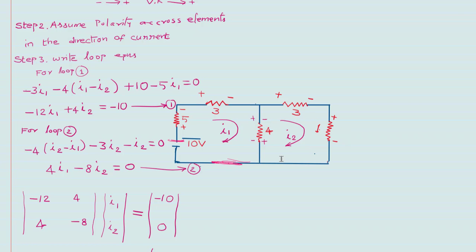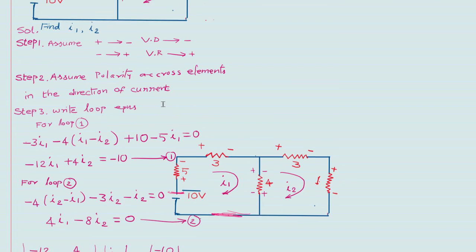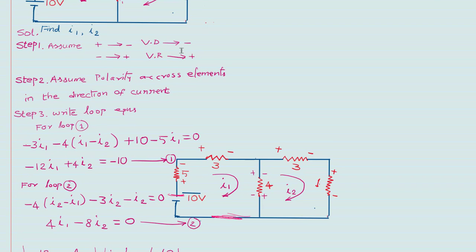So start at one point. Let us say here this is the 4 ohm resistor. So current polarity already known. So going in the direction of assumed current direction I2, first getting positive, next negative. First positive, next negative means voltage drop. So minus 4 into current flowing is I2.